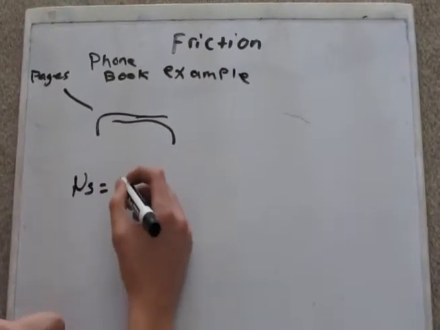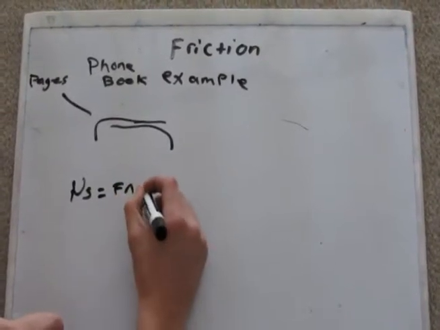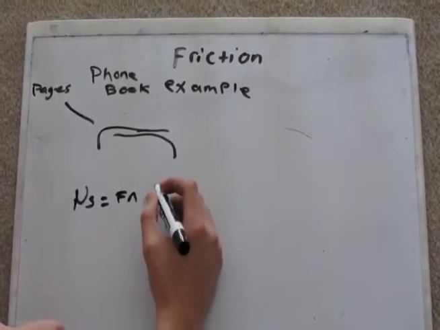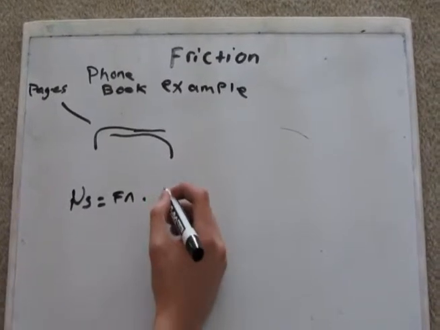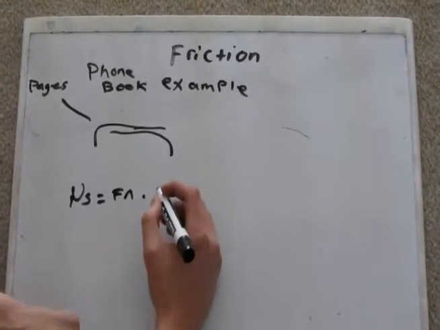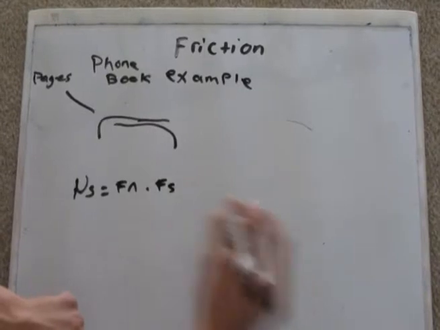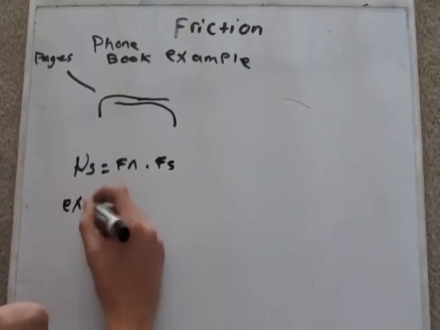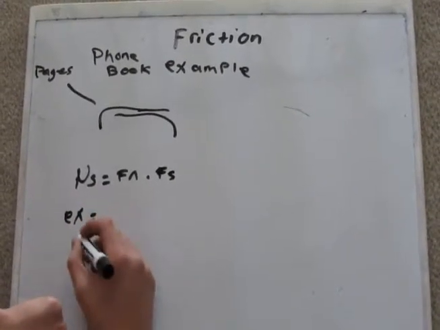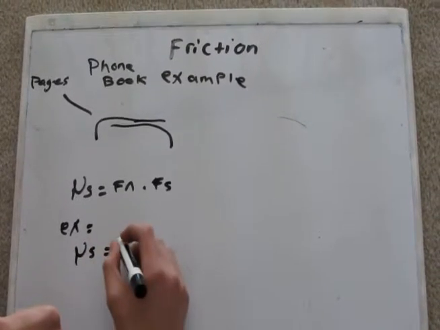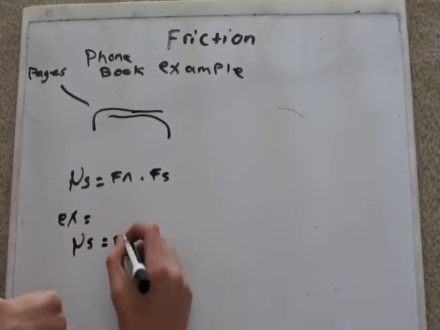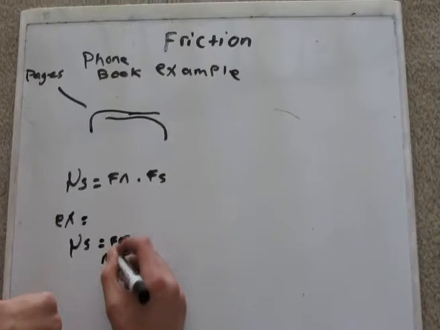But anyway, we got the mu s, like the Pokemon Mew, the coefficient of static friction, equals the force of the Fig Newton, times the force of static friction, and then we have the x, like the ex-boyfriend, girlfriend, equals nothing, and the static friction equals Fn mg.